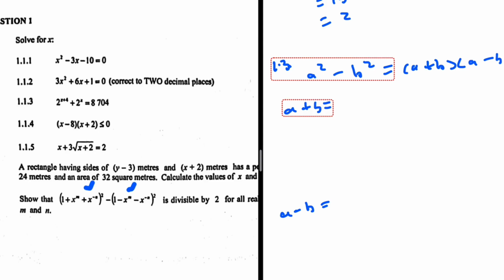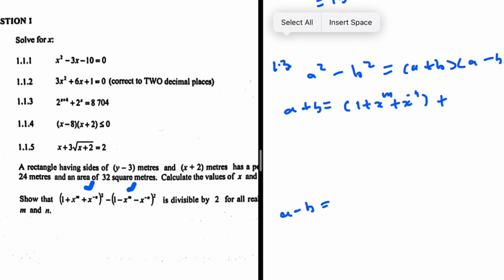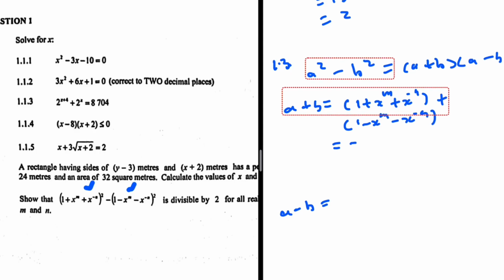But let's see. Alright, so a plus b. So a would be 1 plus x to the power m, right? Plus x to the power minus n. That would be a. And then plus b, and b will be 1 minus x to the m minus x to the minus n. So this would be equal to 1 plus 1 is 2, and then x to the m plus minus x to the m is 0, and so we just have 2 there.